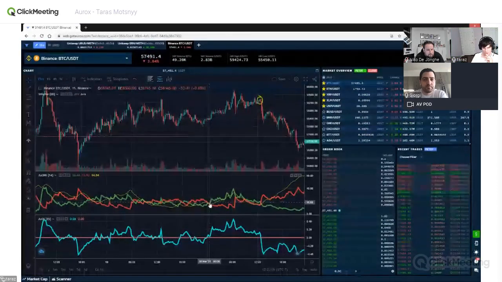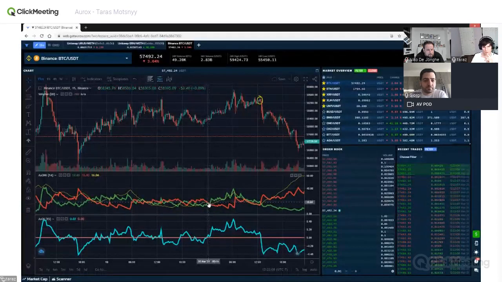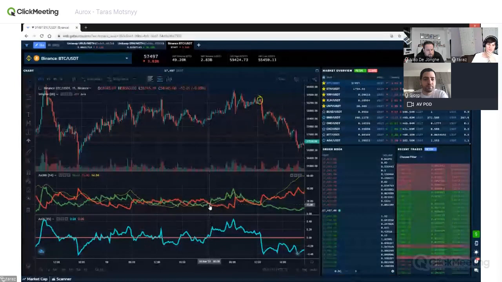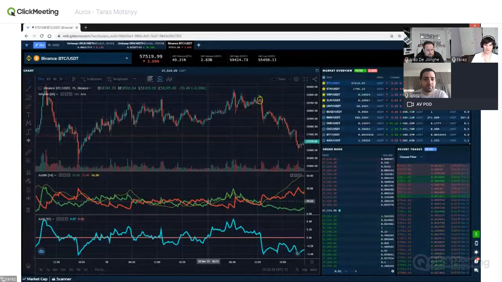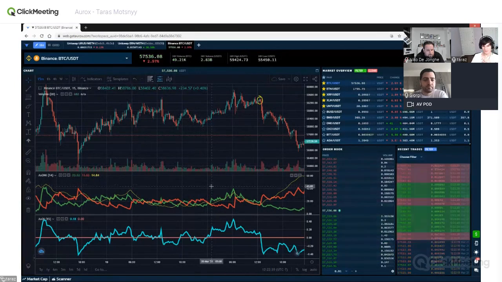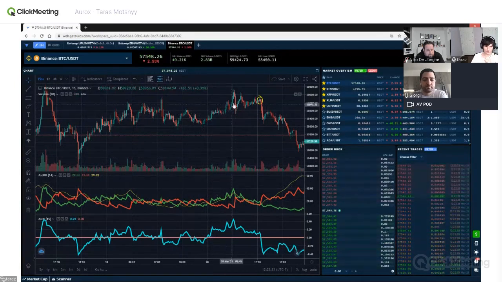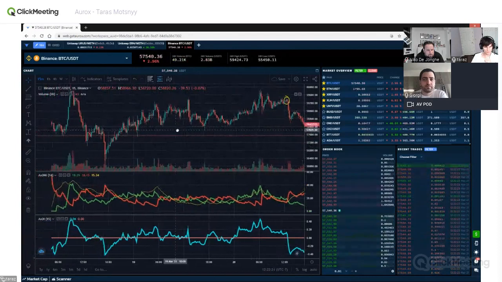These aren't next to each other. So sometimes when the cross happens when it's further away, that means the signal is not going to be as strong. You want the cross to happen at the same time. So this is something that I might not have taken as a trade, but you can see that it was still good.